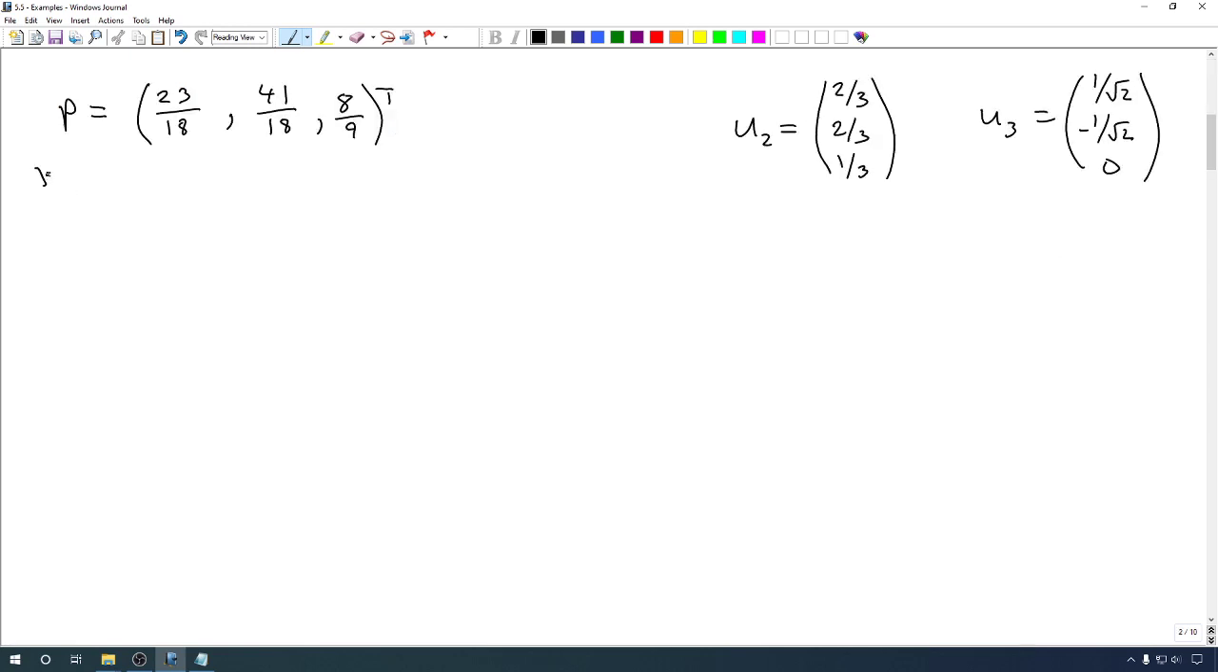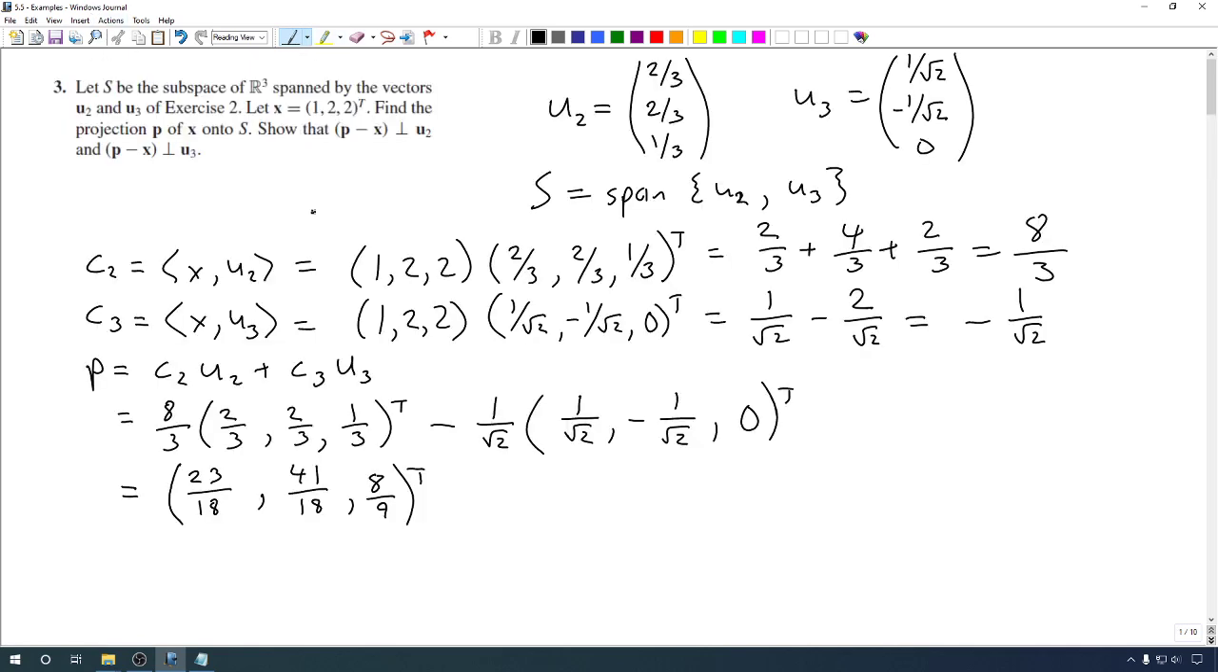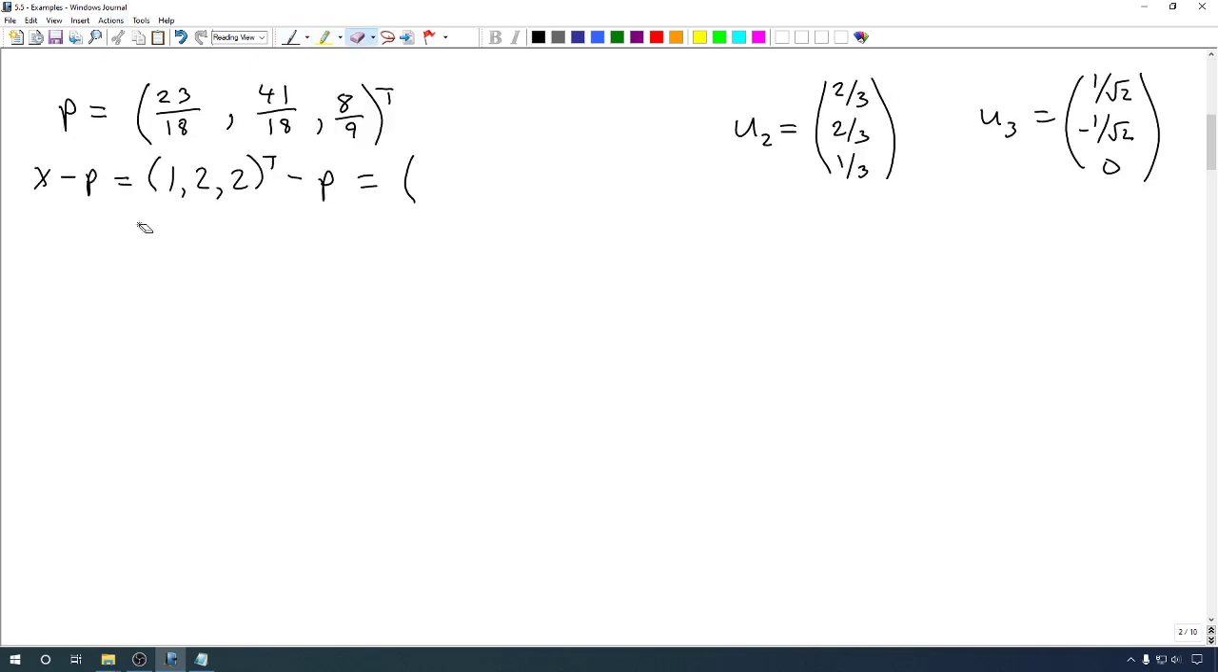Okay, so let's start with finding x minus p. Remember, x is 1, 2, 2. And we're going to subtract this up here. I'm not going to write that out again. But we have 1 minus 23/18. Oh, wait. Okay, sorry. I think they wanted, yeah, they want p minus x. So the other way around.